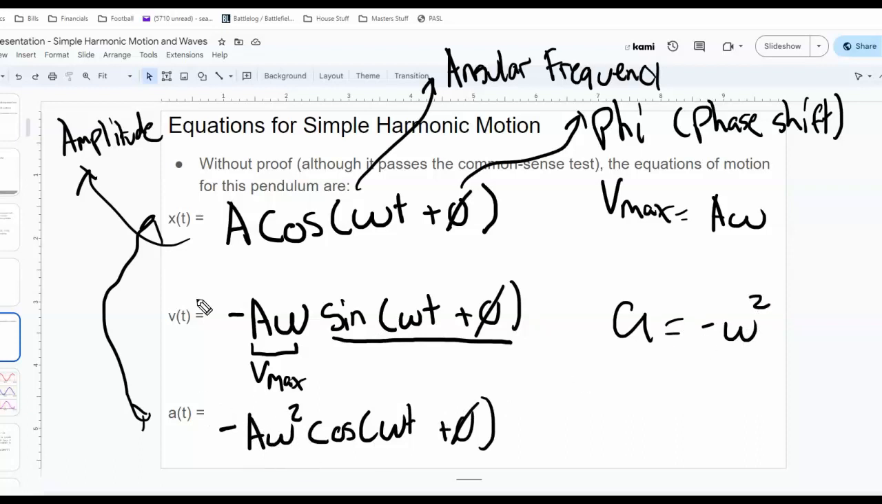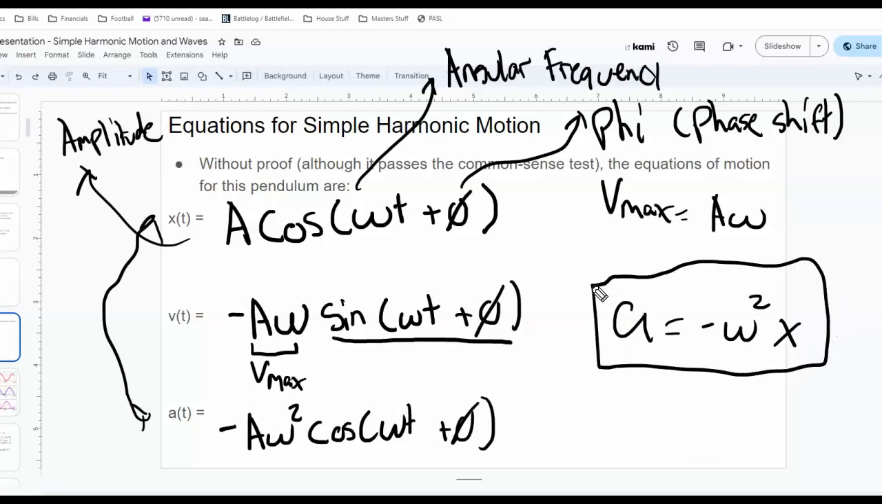But besides that, they are the exact same equation, which means that a is equal to negative omega squared times x, which is our definition of simple harmonic motion that we talked about on the last slide. So in other words, everything works out, right? If these are the equations of motion, they are consistent with what I told you the definition of simple harmonic motion is at the beginning of the video.